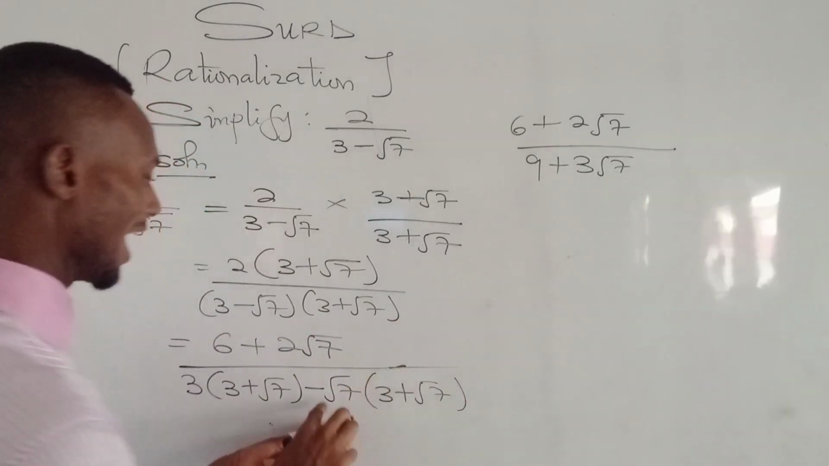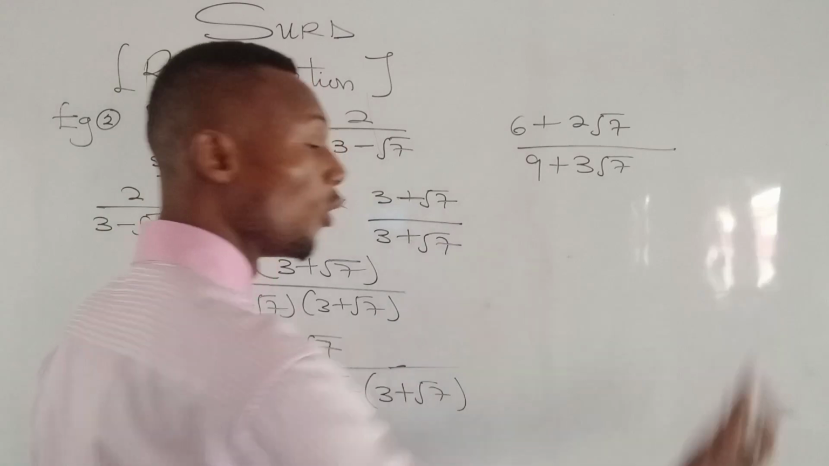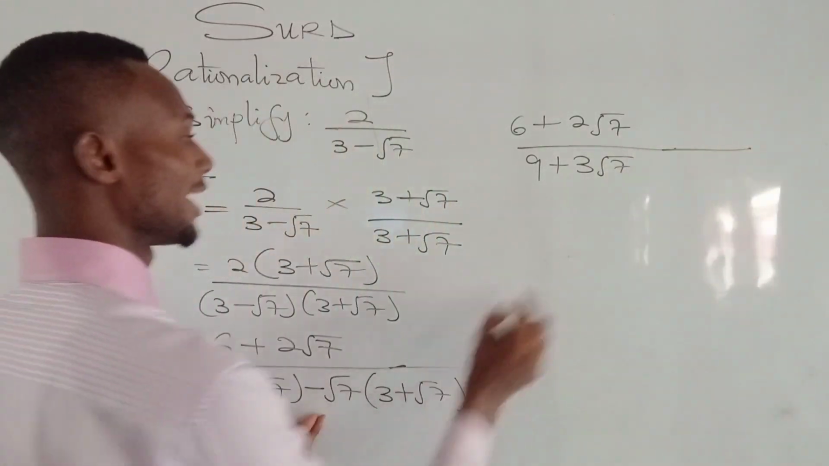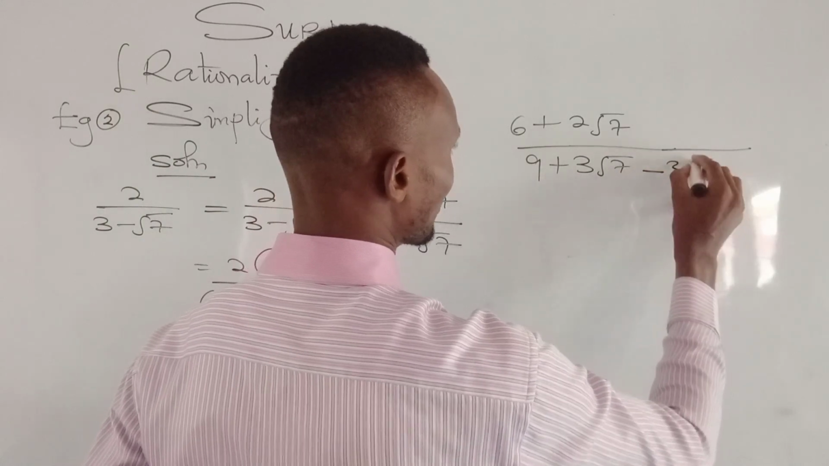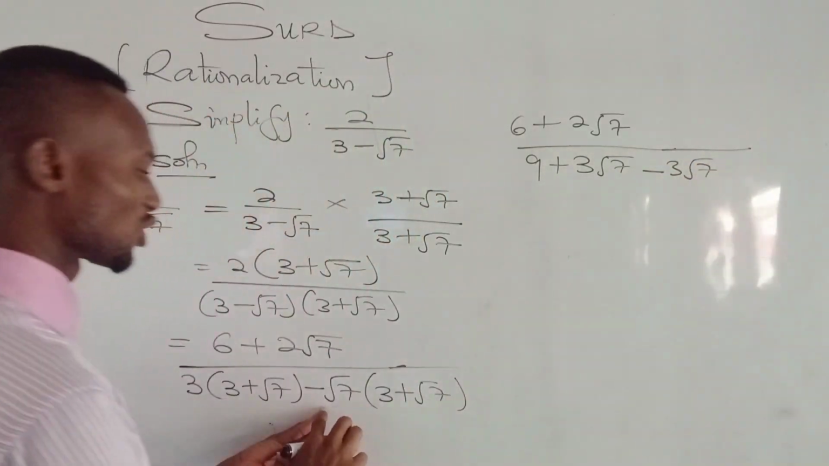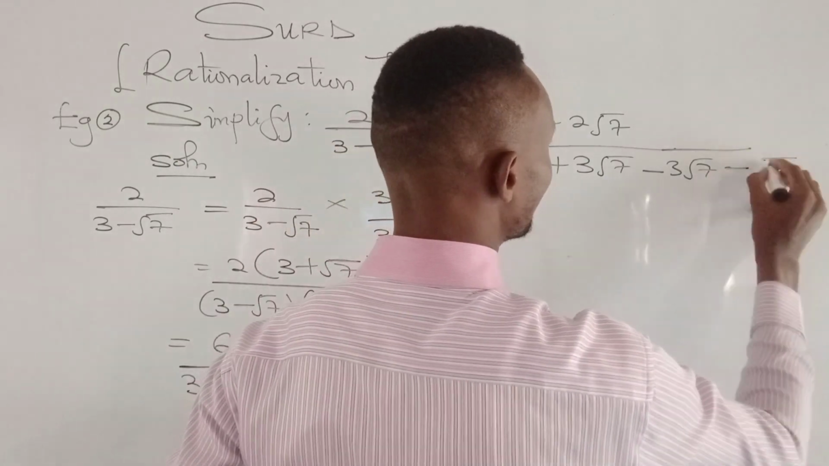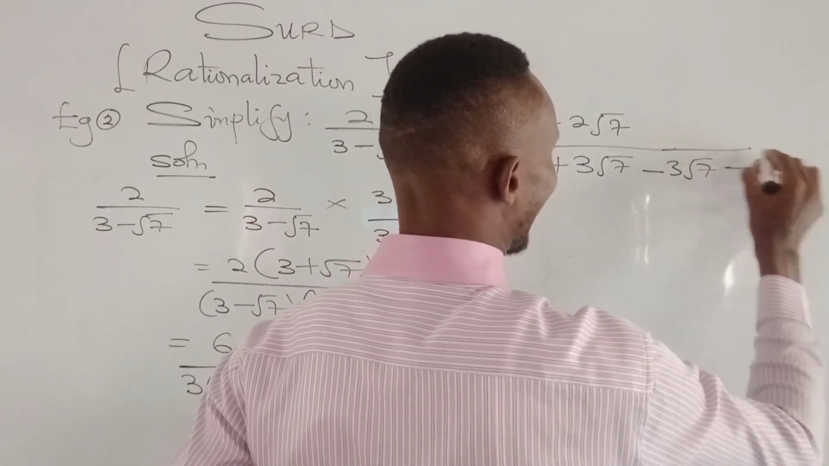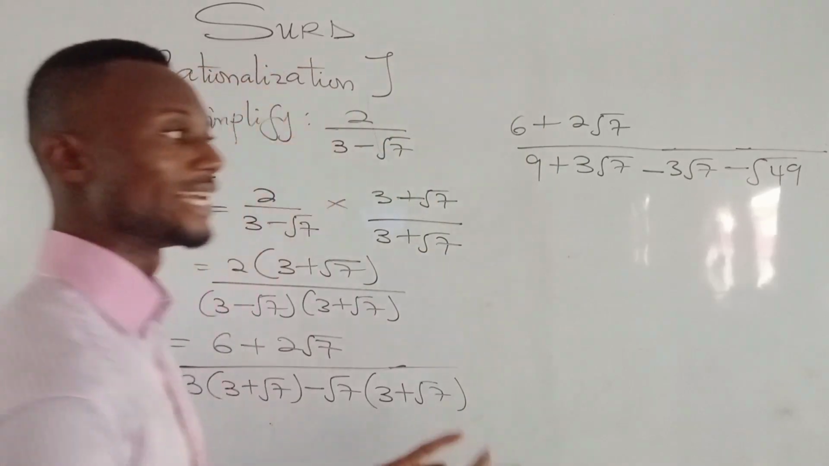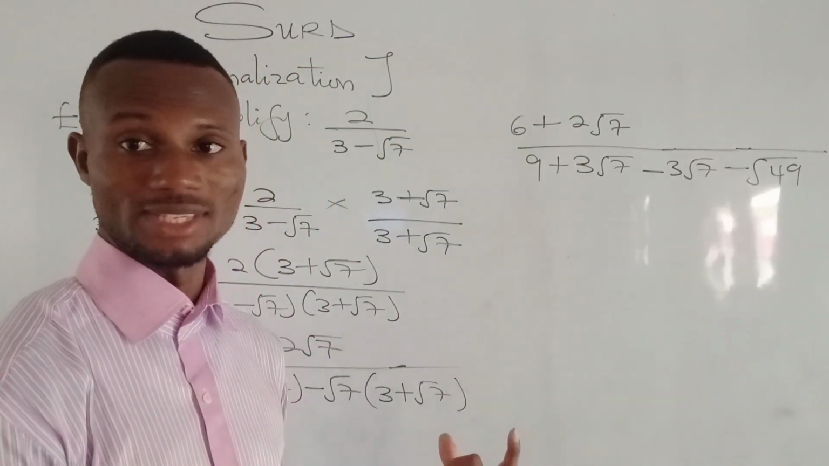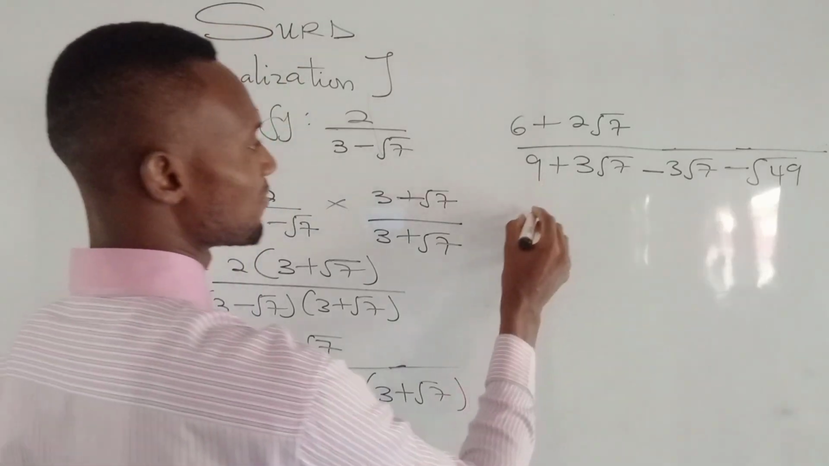Then let's go ahead. This minus root 7 also opens its bracket. So minus root 7 times 3 gives minus 3 root 7. And minus root 7 times positive root 7 gives negative root 49. Or we can make it a negative root 7 all squared, which is the same thing.